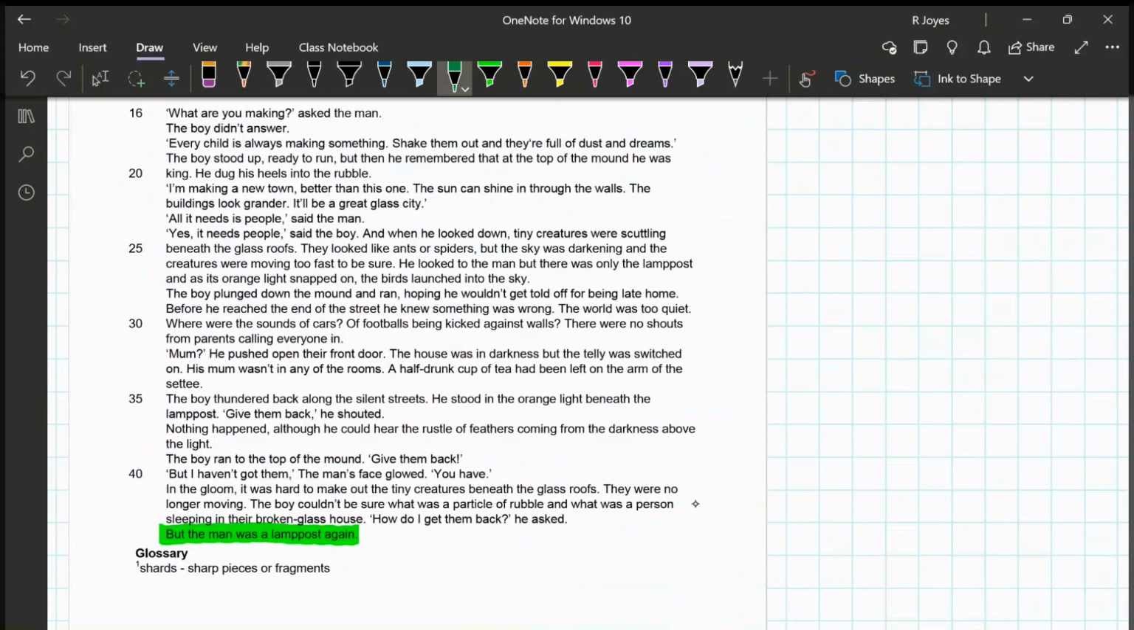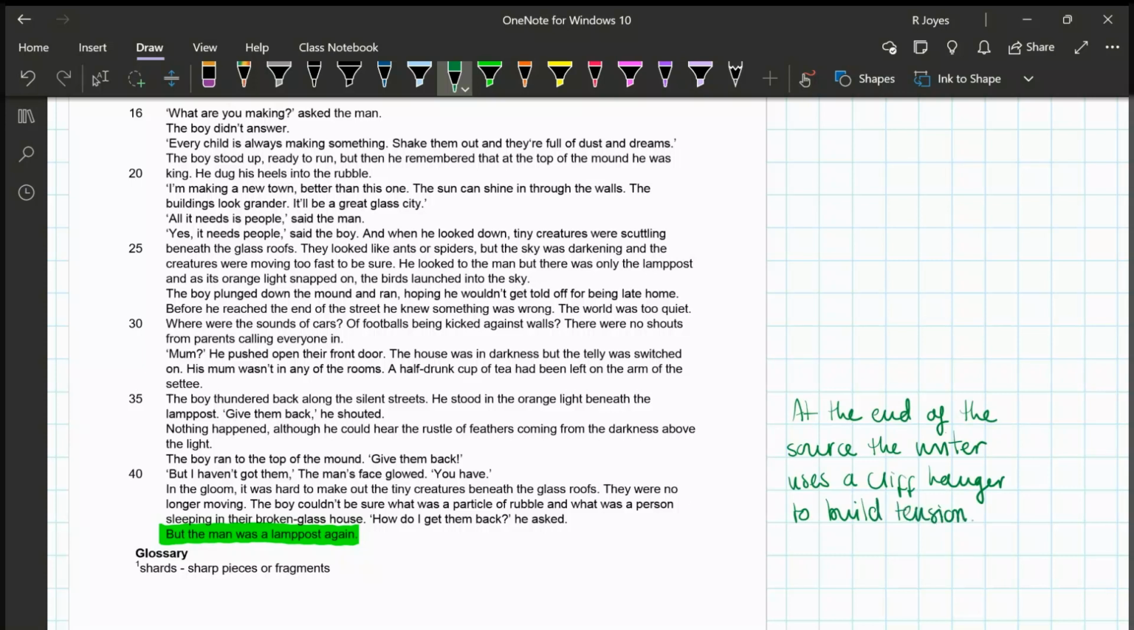So, we've gone for the beginning, the middle, and the end. At the end of the source, the writer uses a cliffhanger to build tension. And then we can carry on and explain. We've got our quotation. We know that that cliffhanger is there because it's at the end of the text, and at the end of the text there's pretty much nearly always a cliffhanger.